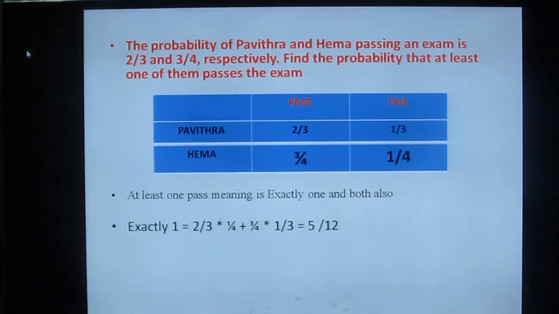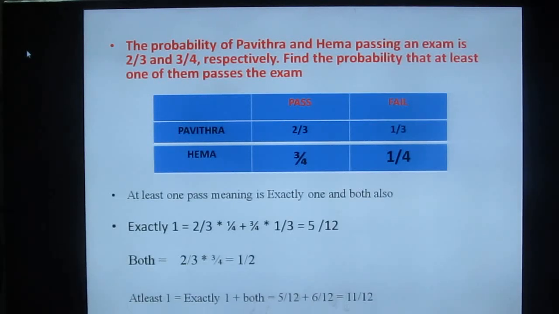Both, please remember both pass. Where you have to take either the middle one or the last one. Yes, very good. So you have to take the middle one. So both pass equals 2 by 3 into 3 by 4, the middle column. Once you multiply, you will get 1 by 2. So what is the answer now? At least one is exactly 1 plus both. So 5 by 12 plus 6 by 12. That 1 by 2 I have written as 6 by 12. 6 by 12 is nothing but 1 by 2. In most questions, make the denominator the same or take equivalent fractions. So the answer is 11 by 12.